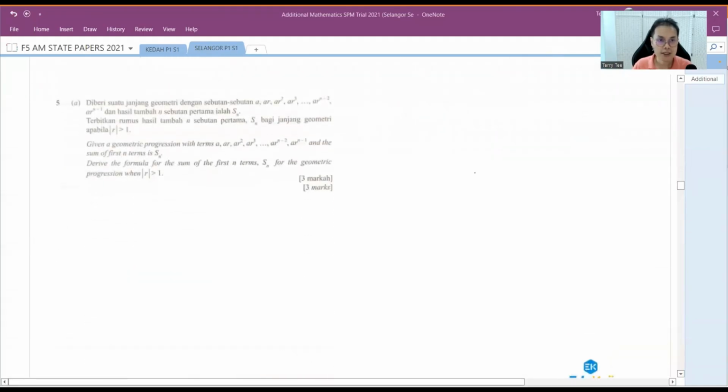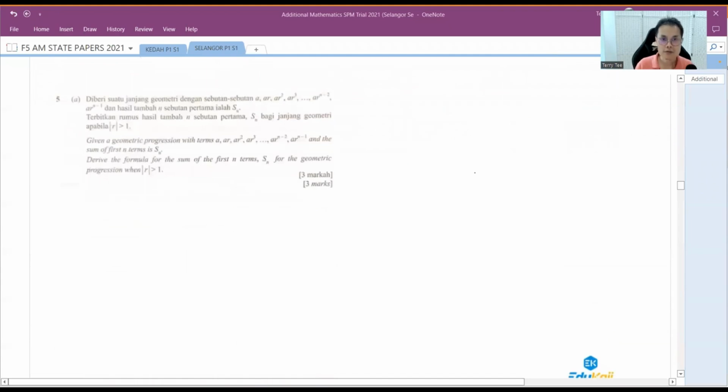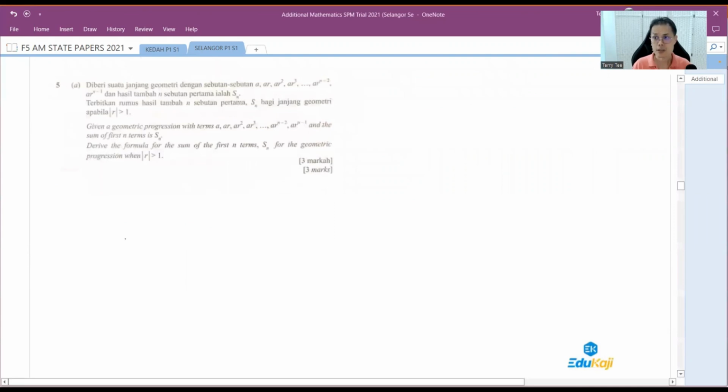Okay, question number 5. Now, the first part is very interesting. Yep, a recent SPM question also, they started testing students on deriving the formula. So this is one example of deriving the formula for geometric progression. And remember, this is Chapter 5, arithmetic and geometric progression, under the chapter Progressions.